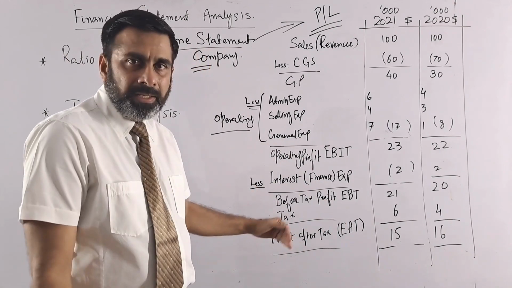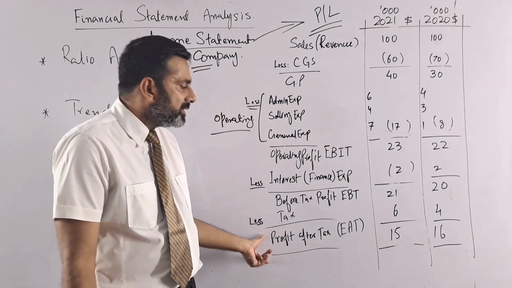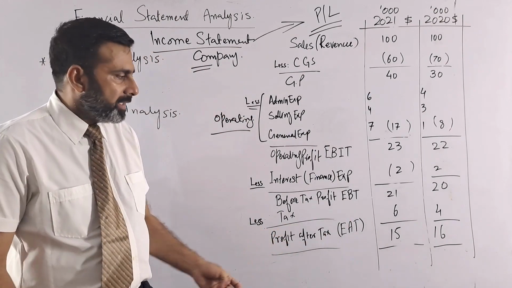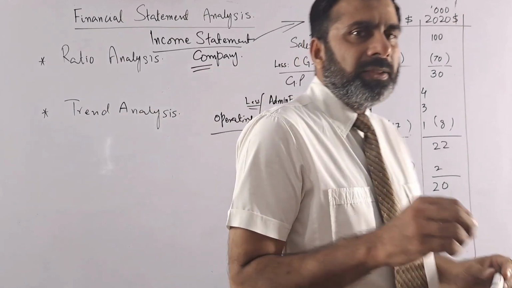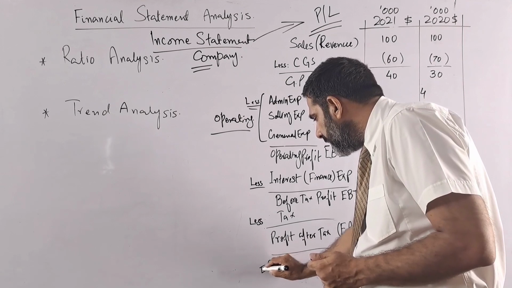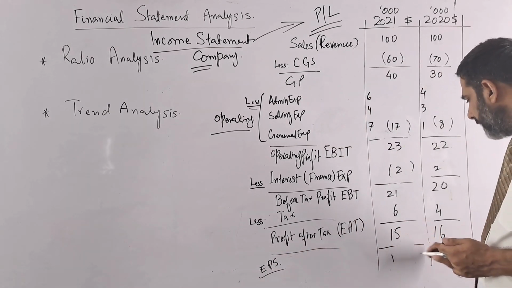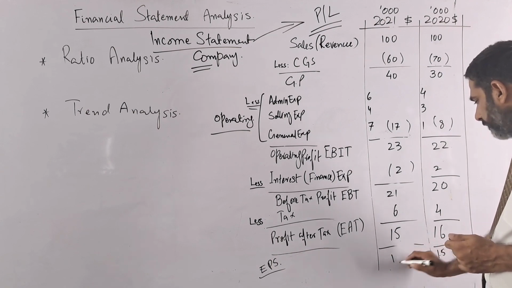Then we have tax, because every company has to pay tax to the government. The last point is the profit after taxation. Most companies also show one more thing, which is the earning per share. For example, it is 1 and it is 1.5.